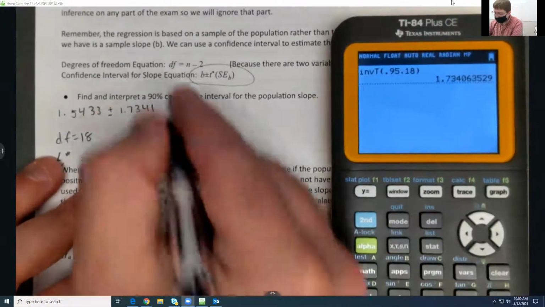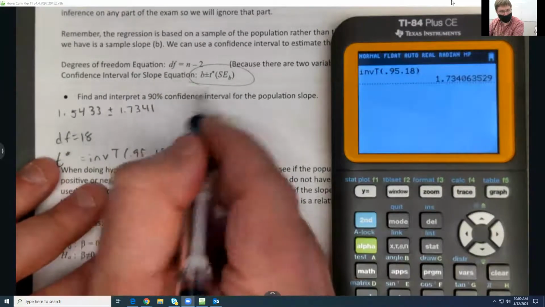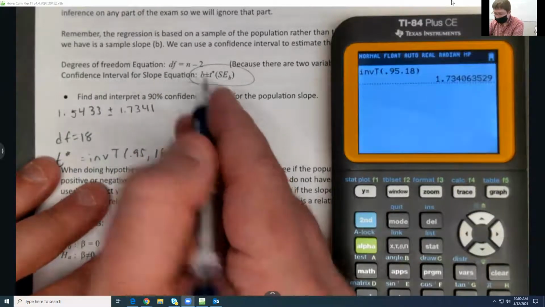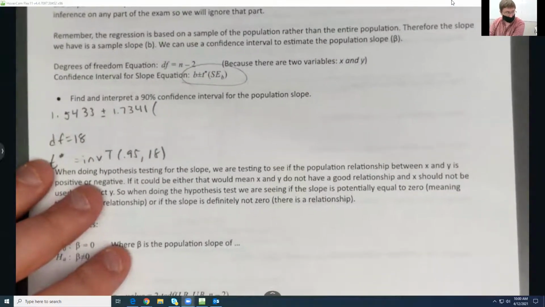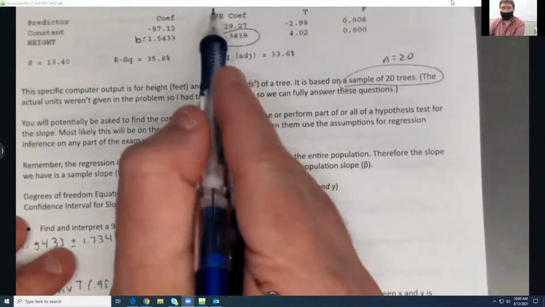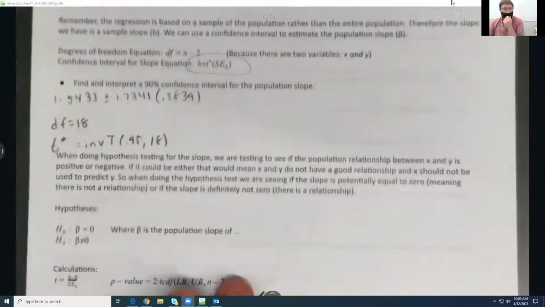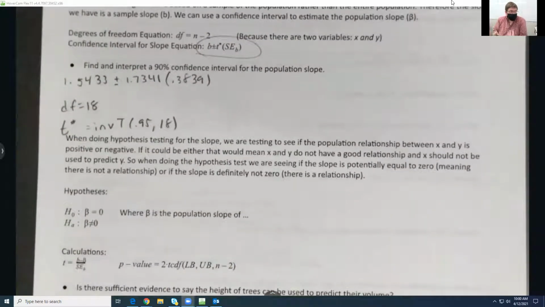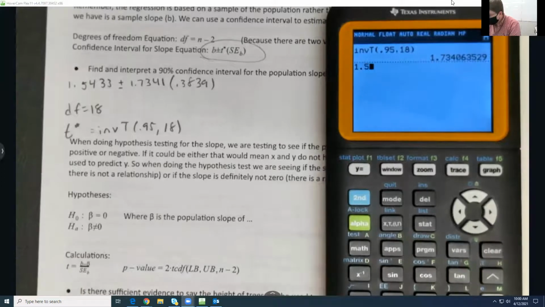Okay, so now we got to finish off the problem. It's this plus or minus the t-score, which we got, times the standard error of our slope. We don't have to do any calculations with this. We can if we want to, but we don't need to because it's right there. The standard error of our slope is 0.3839. What's nice about the computer generated output is everything is kind of already there for you. And now you can go through the equation here and type in your stuff.